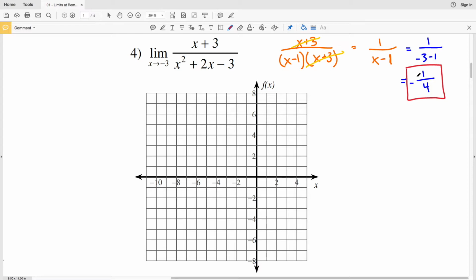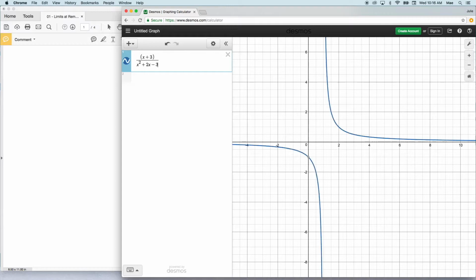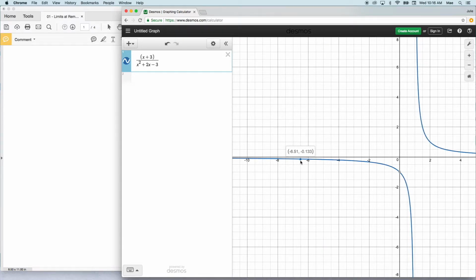But quickly, let's graph that. And here we have our function, and you can see that we do indeed have a removable discontinuity. When x equals -3, that function is undefined, although it approaches -1/4 from both the left and the right. We do indeed have a hole. Also note we have a vertical asymptote at x equals +1.